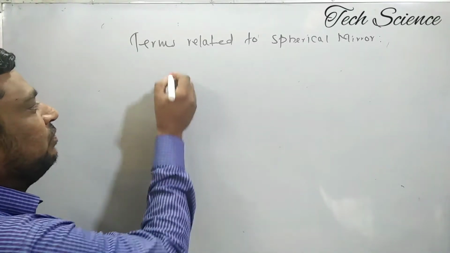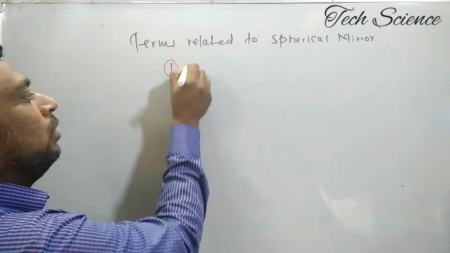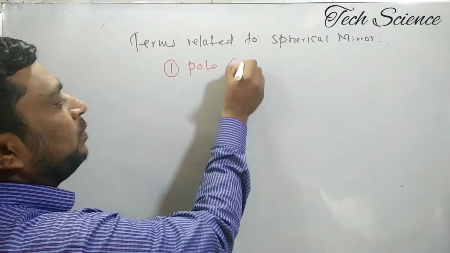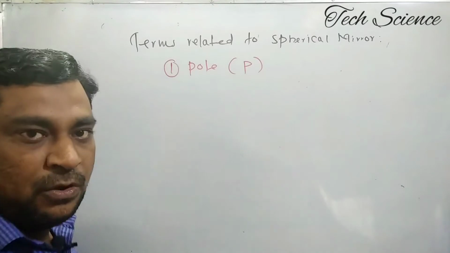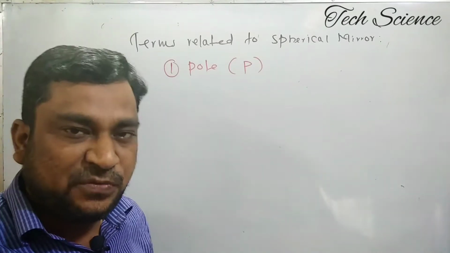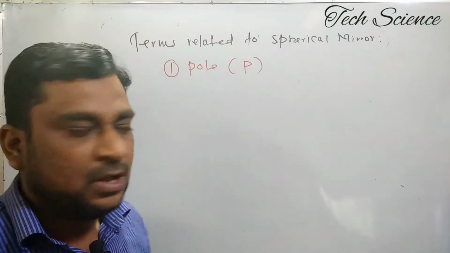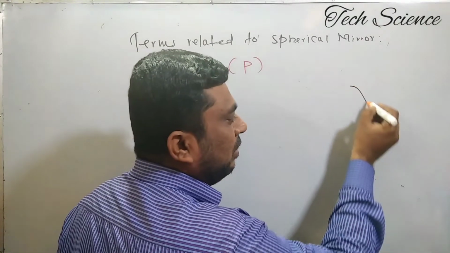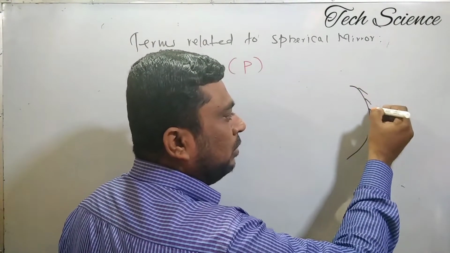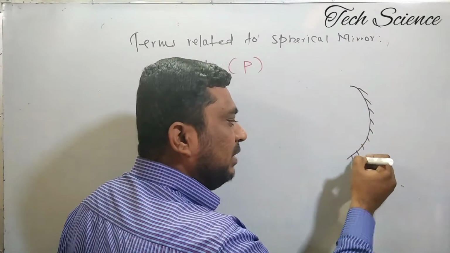The first term is called pole, denoted with the capital letter P. For the pole, we can use different types of diagram to remember the definition. Within 6 minutes, you can revise the sixth term. Observe, this is a kind of mirror. Of course, it is the concave, as I just told you. And here is the actual mirror.